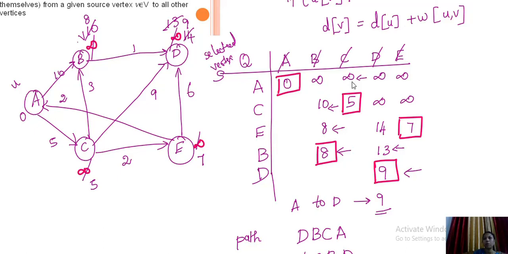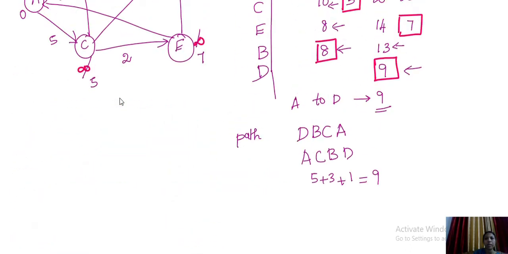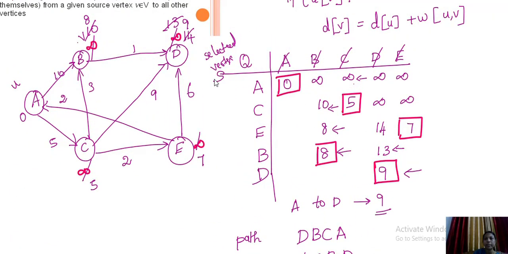minimum distance among all these in the Q array, right? So that is what we have to do here: we have to choose the minimum distance from the Q array. And that minimum distance vertex is assigned to U. And then that minimum distance U will be assigned to this S array. So what is present in the S array? All the selected vertices are available in the S array. So in the first time, the minimum distance is A. So that A is taken in the selected vertex array S there.